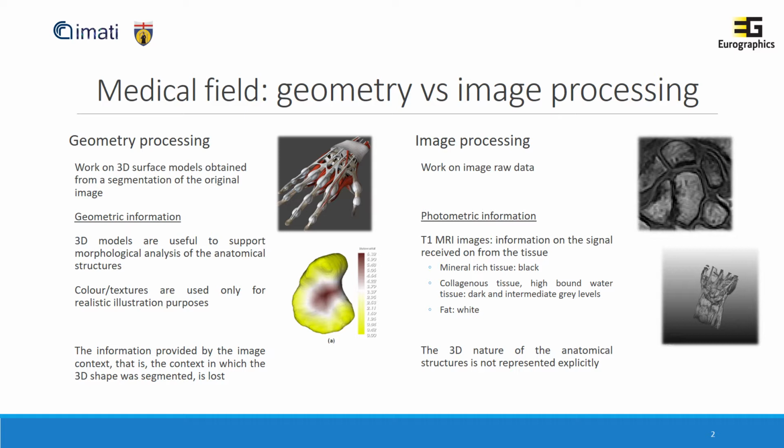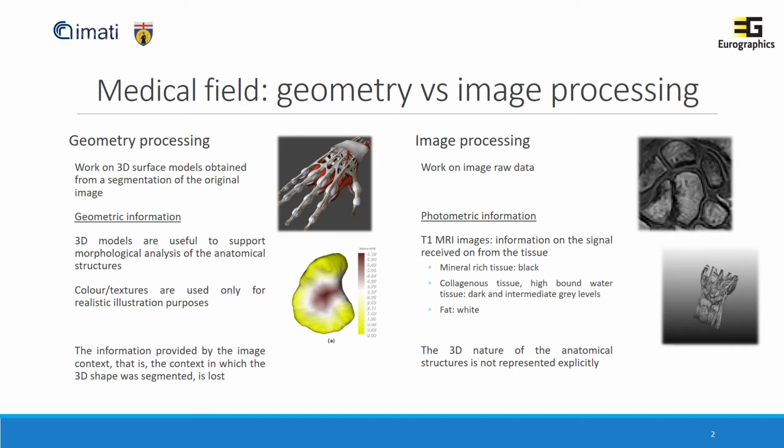Image processing instead works on image raw data and permits to extract photometric information related to the pixel value on the image. In this work, as an example, we use T1 low-field MRIs, where the color of the pixel provides information about the signal received from the tissue. This signal, in turn, depends on the composition of the tissue itself.